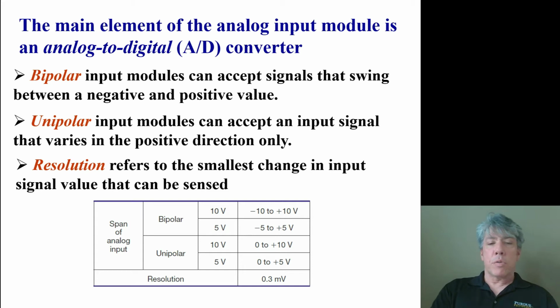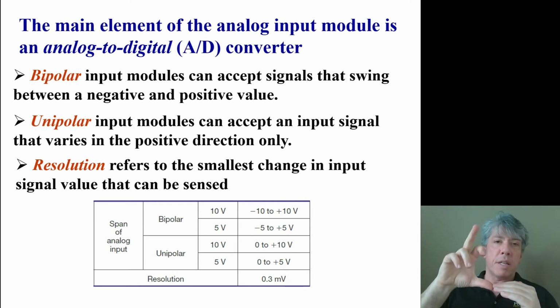Now, resolution is really important. Resolution just explains, let's say we're interested in pressure, for example, and we want to measure pressure from 0 to 100 psi. What's the smallest change in pressure before the PLC can sense it? Because the PLC breaks up that whole range into steps.